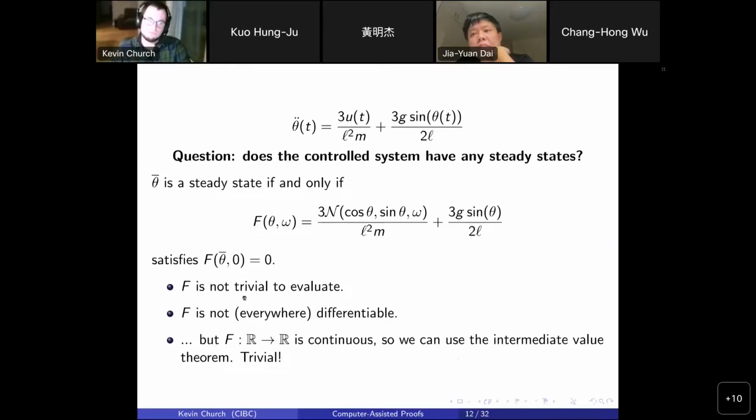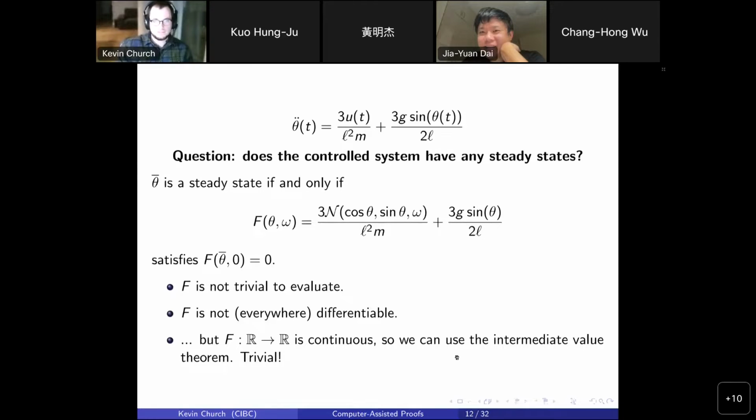This map is not exactly easy to evaluate. It's not everywhere differentiable, but if you ask a first-year undergrad that's been paying attention in their calculus courses, they can say, well, we can use the intermediate value theorem to sort of prove steady states, because we can just bracket zeros, find somewhere where the f is positive, find somewhere where f is negative, we're good to go. It's fine. So this is trivial, right?